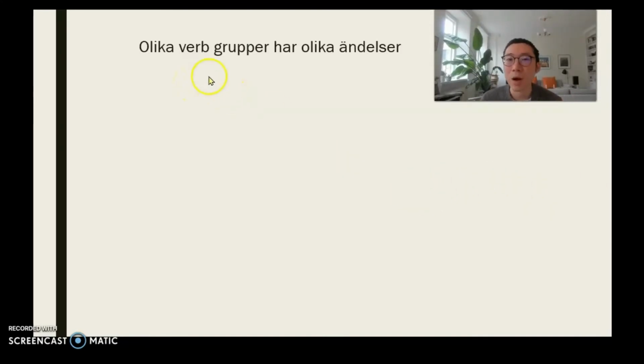Olika verbgrupper har olika ändelser. So according to different verb groups, they have different endings when you use perfect particip. So now we are talking about the verb groups we mentioned earlier when we learned verbs. Do you remember? We have 4 groups of verbs. The first 3 groups are regular ones and the 4th group are irregular verbs. So according to different verb groups, the endings of the perfect particip can be a little bit different.